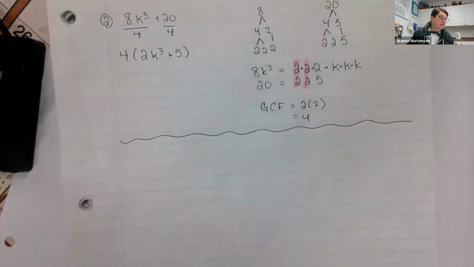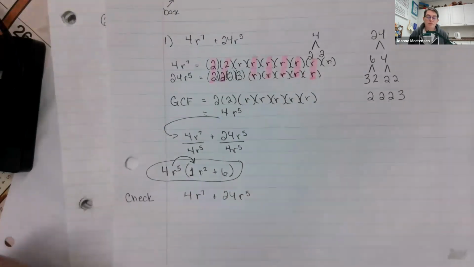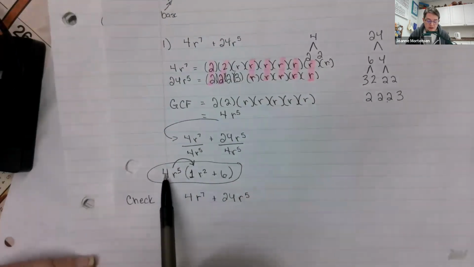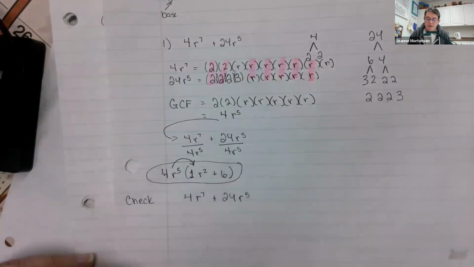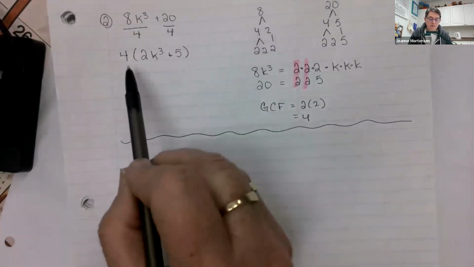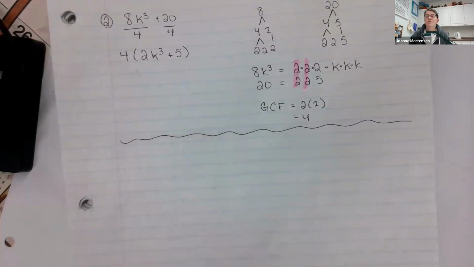Okie dokie. Oh, I should point out, go back to the first page. This one had a number and a variable that were common. This one just had a number. That's okay. Sometimes it's a number, sometimes it's a variable, sometimes it's both. Oh, and sometimes it's nothing. C'est la vie.